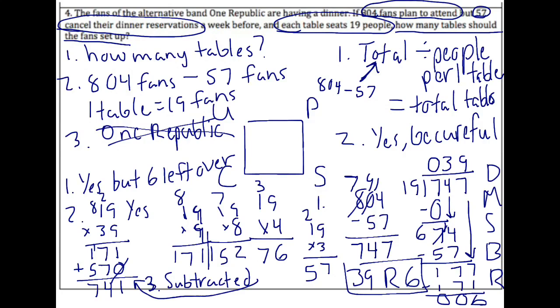Now, I got 39 remainder 6, but when I think about it, I don't just want 6 people left over, I want a table for everybody. So I'm going to round up 39 to 40 tables because I want to have a table for everybody. If I do 39 tables, 6 people won't have a place to sit. Alright, team and family, that's problem number 4.